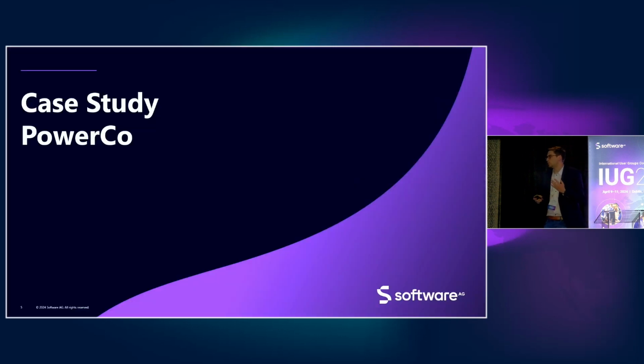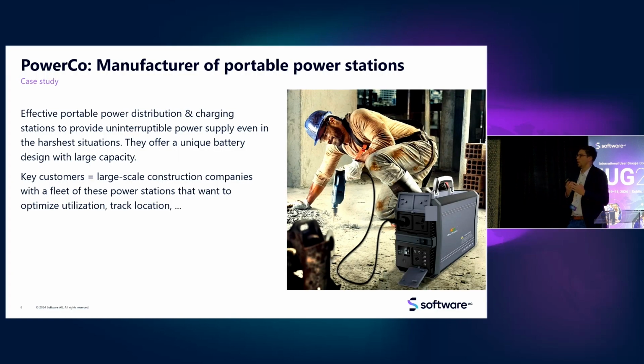And how are we going to do that? Well, we're going to walk you through a case study from a company called PowerCo. PowerCo is a smart equipment manufacturer. They are a manufacturer of portable power stations, and not just for consumer businesses, but their customers are really large-scale construction companies with a whole fleet of those portable power stations. And PowerCo wants to give their customers insights into where are my portable power stations located, what's the utilization, etc., etc. And of course, it's where Cumulocity today comes in to give that kind of insights very much out of the box towards PowerCo.